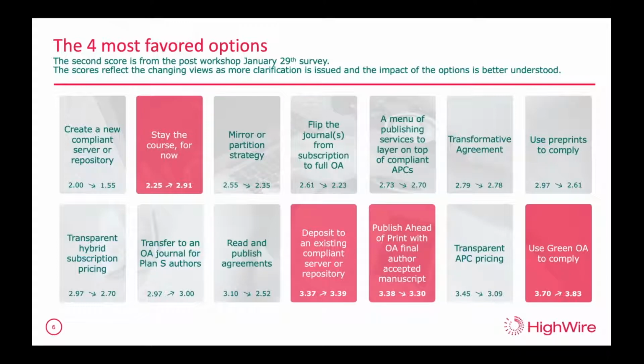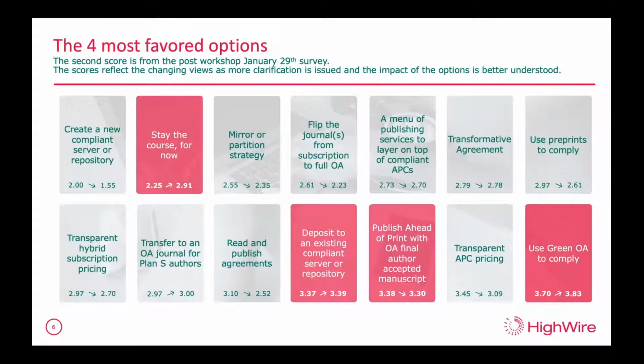This is in the same order as the previous slide, but now we've highlighted the top options post-workshop. On the bottom row are the three options that had the highest score after the workshop. And you can see the scores now post-workshop are at the bottom right of each box. The highest ranked of the three post-workshop was using Green OA to comply. Second was deposit to an existing compliant server or repository. And the third was publish ahead of print with the final author accepted manuscript.